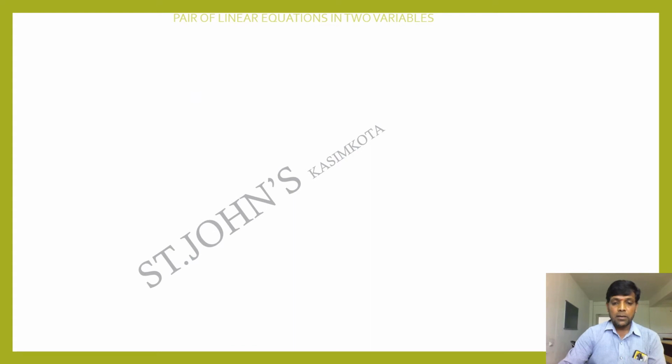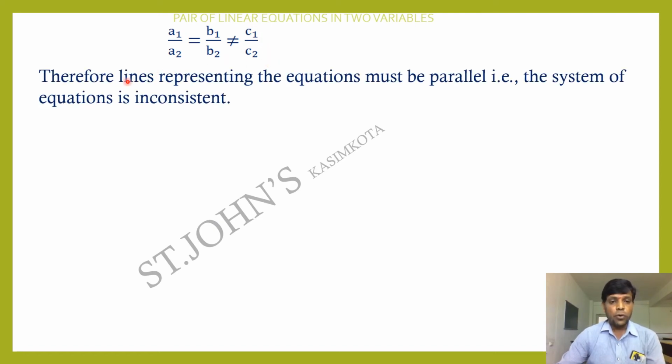Okay. Now next point. a1 by a2 equal to b1 by b2 not equal to c1 by c2. So therefore, the lines representing the equations must be parallel. That is, the system of equations is inconsistent. Okay. We are going to another question.